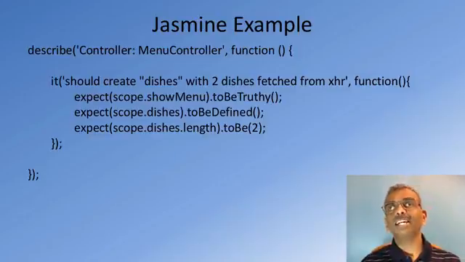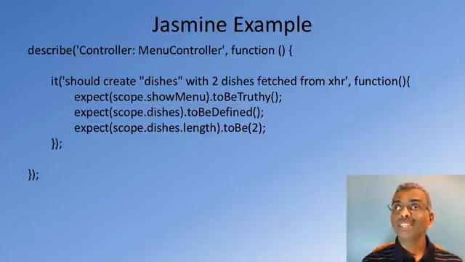Now here, what exactly are we carrying out in this test? In this test, we are checking that the show menu on the scope is true. That is tested by using the statement expect showMenu to be truthy. So this is Jasmine's way of specifying that the value should be true. Similarly, I say expect scope.dishes to be defined, meaning that this variable should exist. And the third test, we are specifying expect scope.dishes.length to be 2.